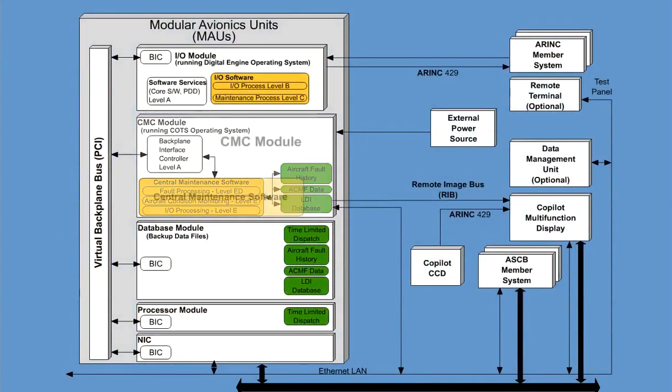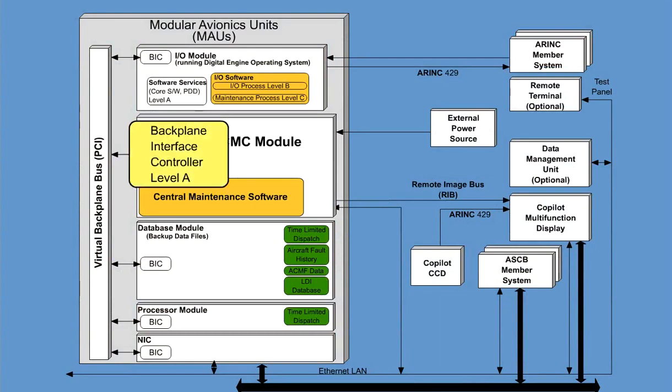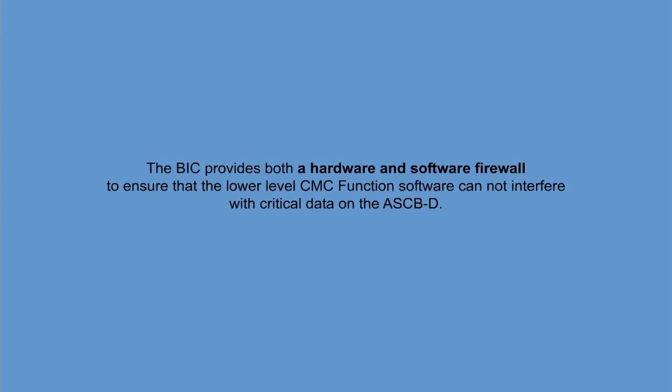The CMC module's bus interface controller ensures separation of the non-critical level D maintenance system data from critical data that exists on ASCB-D. The bus interface controller provides both a hardware and software firewall to ensure that the lower-level CMC function software cannot interfere with critical data on the ASCB-D.